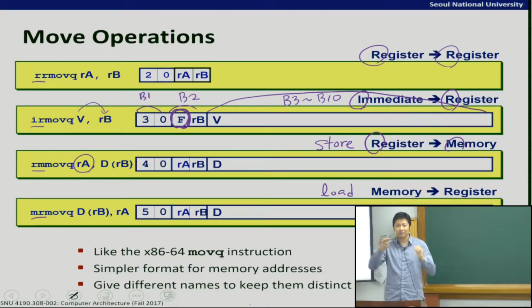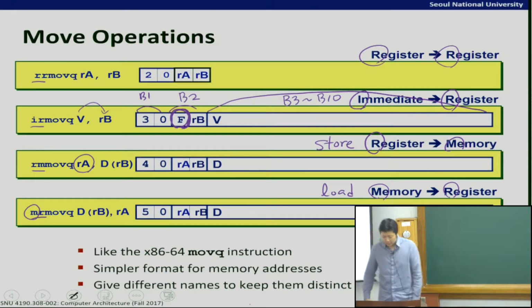a variety of moving values around. But in other architectures, they actually have designated load and store instructions to access memory. Okay. So this is an RM move, a register to memory move, which is a store instruction. MR move is a memory to register move, which is a load instruction.